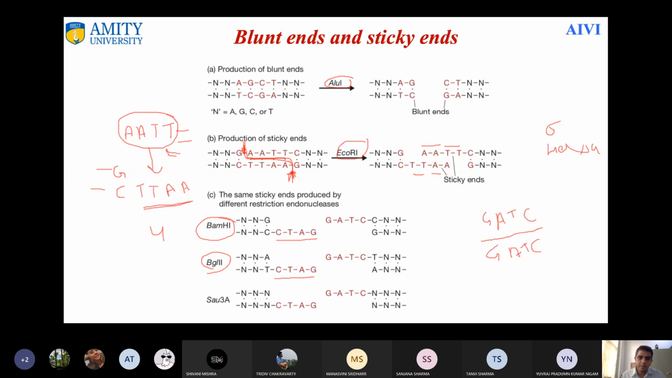Okay. Another example is Sau3A. Sau3A is also recognizing a 4 nucleotide sequence, GATC.